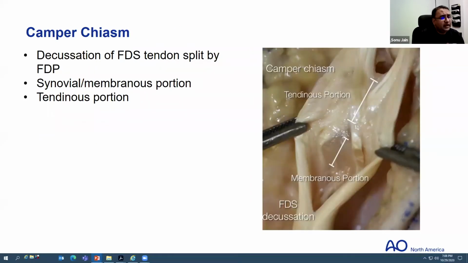So looking at the structure of the FDS tendon, it's this Camper's chiasm, which is a decussation of the FDS split by the FDP. You'll see this in the finger near zone 2. And it actually has two portions, a synovial portion and a membranous portion. This is a great photograph. It shows you this tendinous portion here, as well as this synovial and membranous portion right here more proximally.